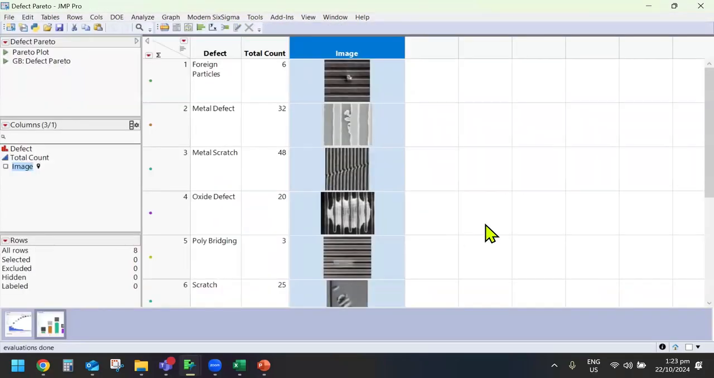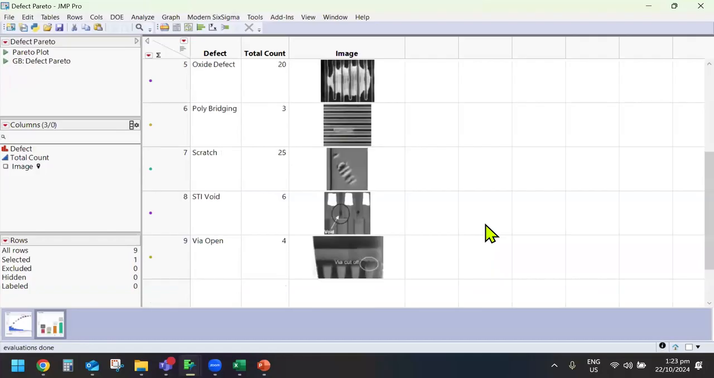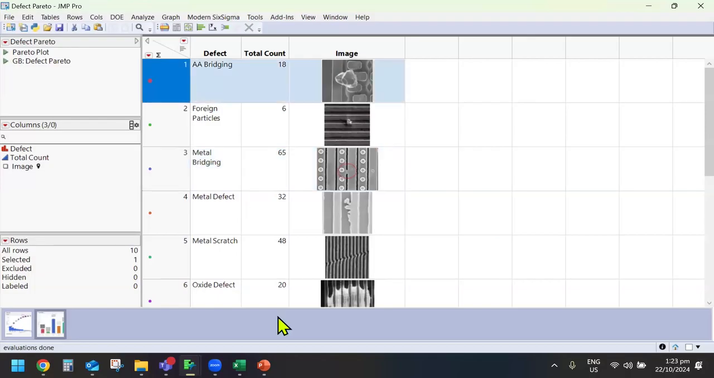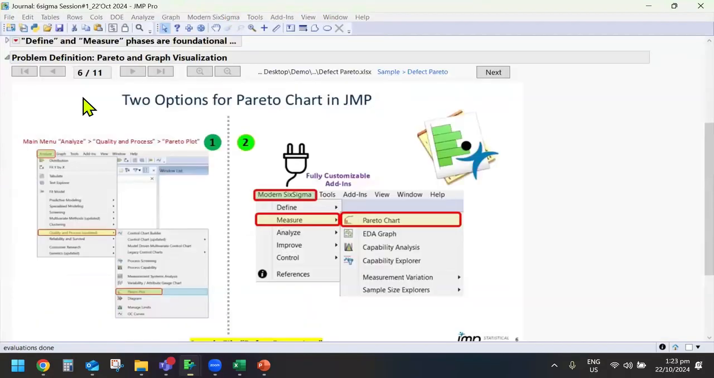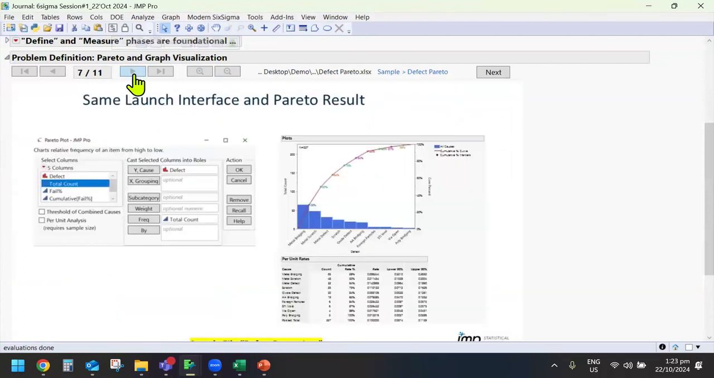So anytime you say, oh no, this AA bridging comes back again, you can undo, or your metal bridging, AA bridging will come back again. Okay, so let's try to summarize this one.